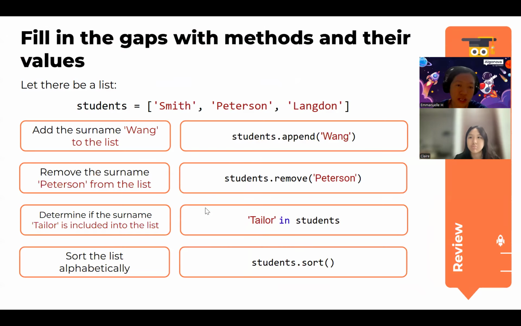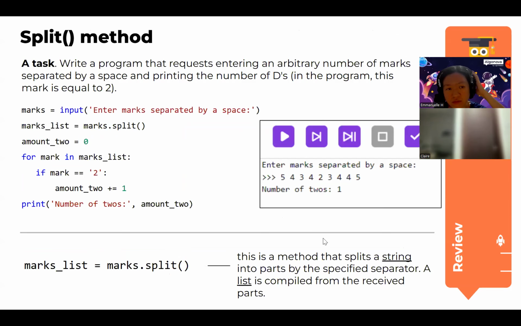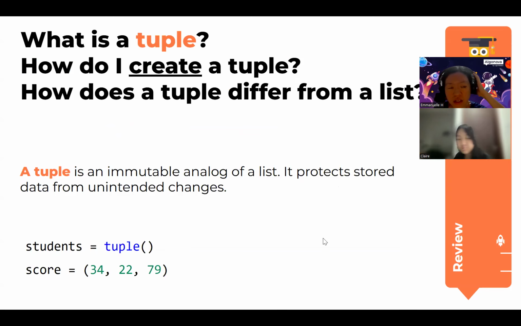We also learned how to add data into the list. We use append. To remove an element, we use dot remove. If we want to search, we use in. If we want to sort the data, we use dot sort. We also learned about tuple. The difference between list and tuple is that for tuple, you cannot modify the value.